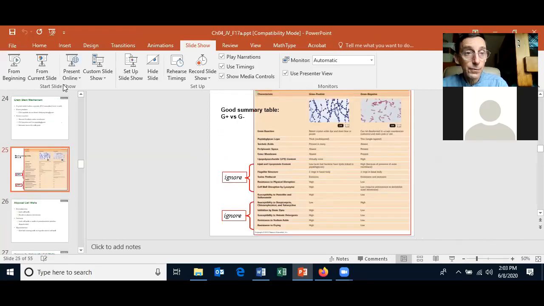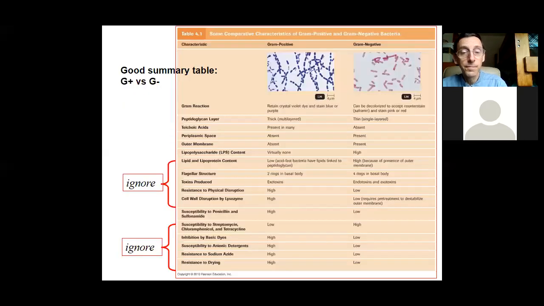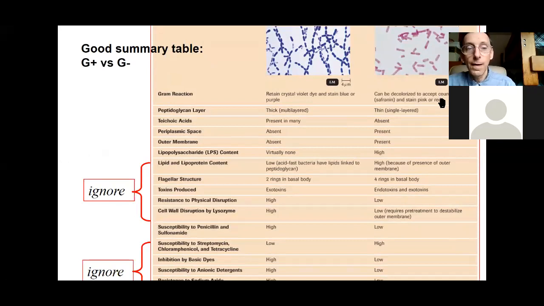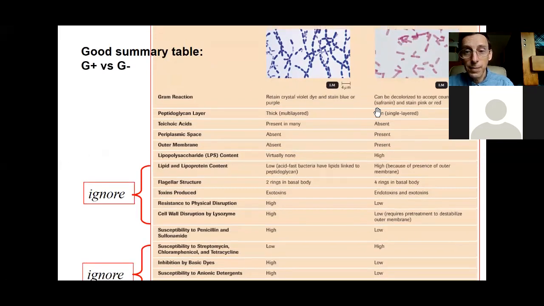This slide is showing you a good summary, and you only need to know the top part of the differences between the gram-positive cells and the gram-negative cells. Let me see if I can blow that up a little. In the gram reaction, there are differences. The gram-positives retain the crystal violet iodine complex, so they will stain blue in the gram stain. The gram-negative cells can be decolorized in the decolorizing step, and then they accept the safranin stain, so they'll stain pinkish or red in the gram stain.